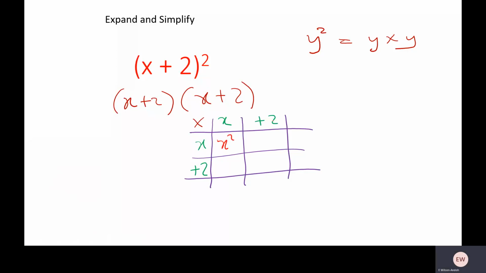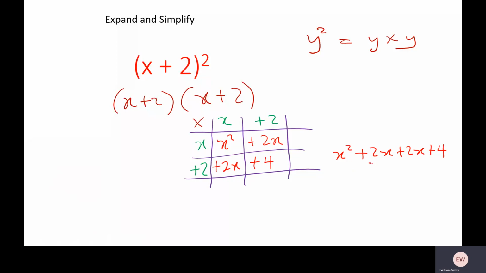x times plus 2 will give us plus 2x. We have plus 2 times x. This will give us plus 2x. And then plus 2 times plus 2 will give us plus 4. So let's write everything and group our like terms. So we have x squared plus 2x plus 2x plus 4.